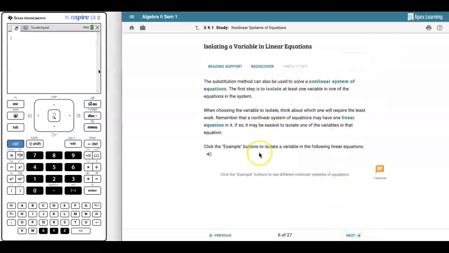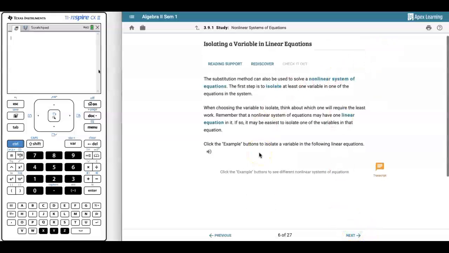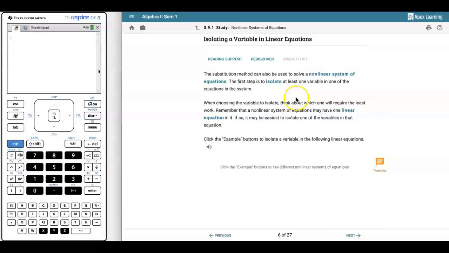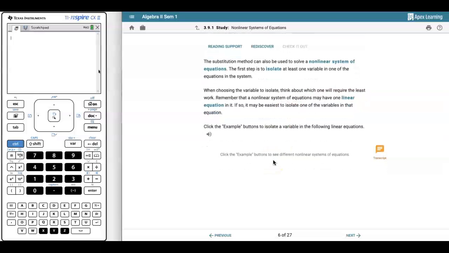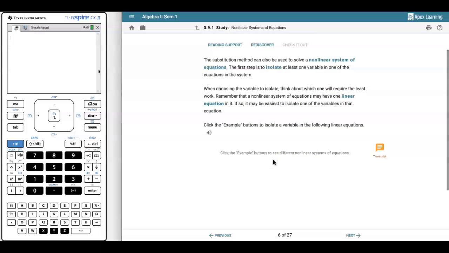All right. So again, we spent a lot of time in Unit 2 talking about how to isolate that variable in linear equations. And again, it is important to make sure that you isolate, if you can, the easiest variable for you to calculate here. All right, again, it's really important which one you choose.